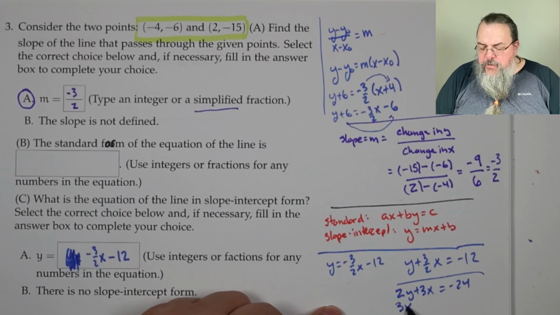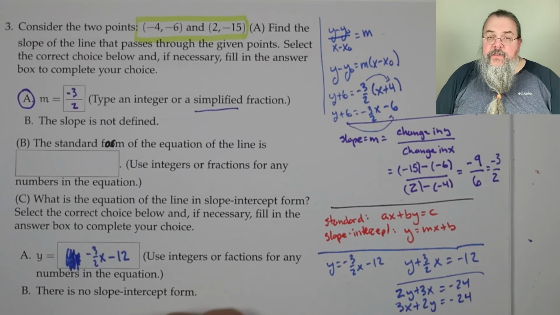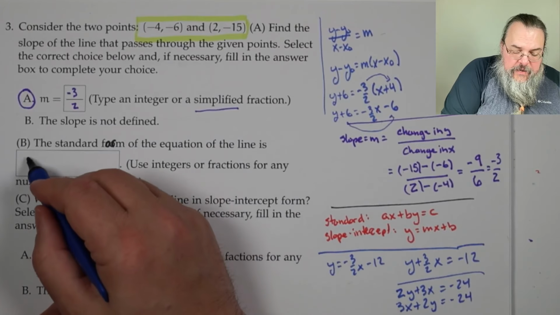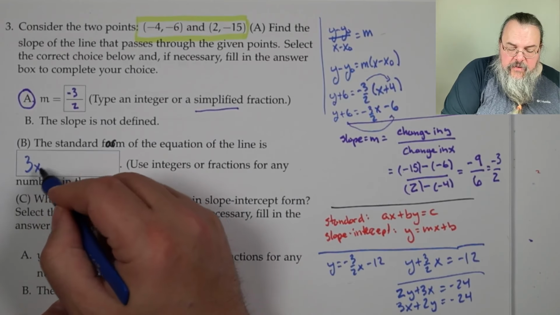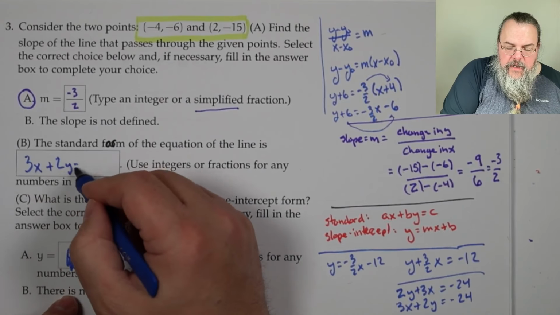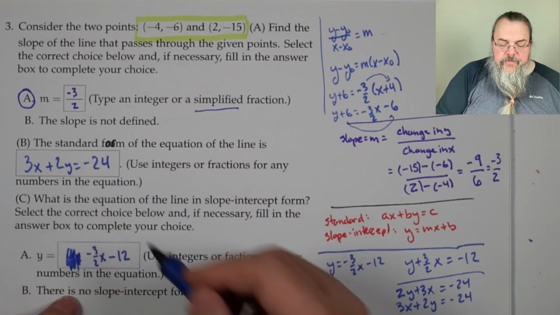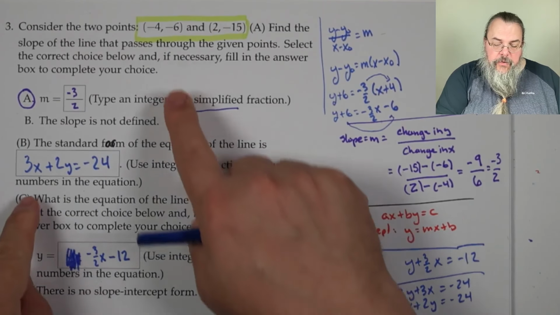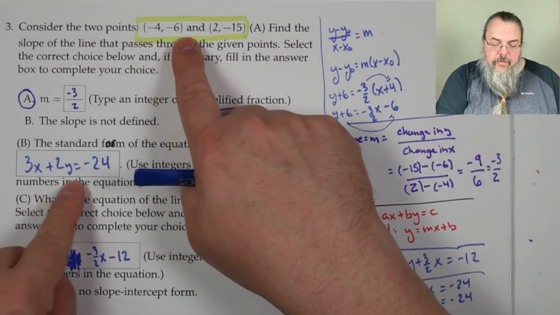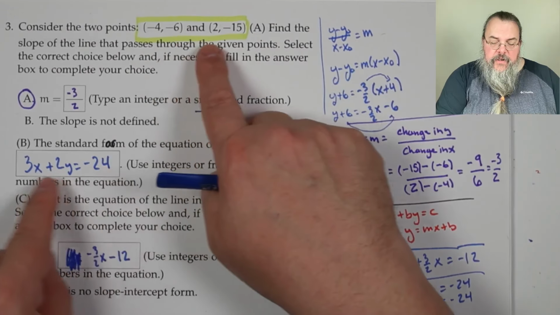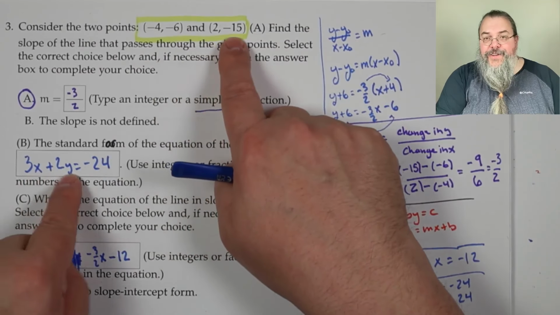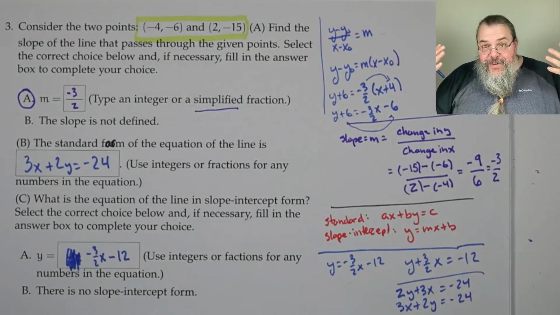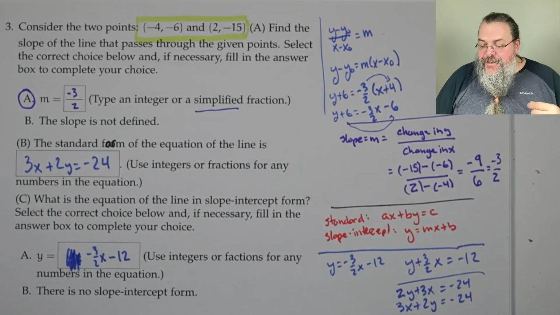And I guess I should usually write the x first by convention. But there's lots of ways to do it. So you have here 3x plus 2y equals minus 24. And you can check your work by just plugging in points. Minus 12 gives minus 24. 6 minus 30 is minus 24. So it doesn't hurt to check yourselves.